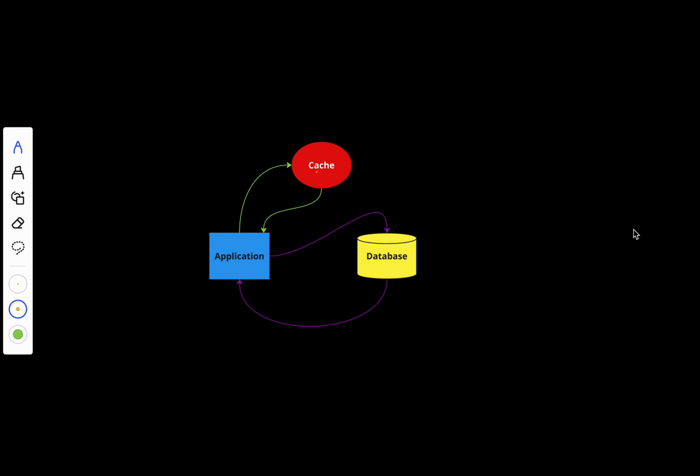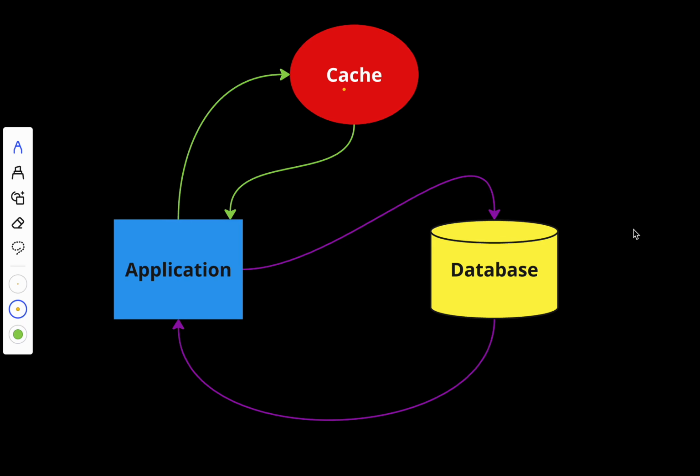Let's try to understand how it works. We have a diagram that talks about it here. So first, the application will try to check the cache. The app will look for the data in the cache using a key, for example. If the data is available in the cache, it will be returned. As you can see here, it will be returned.